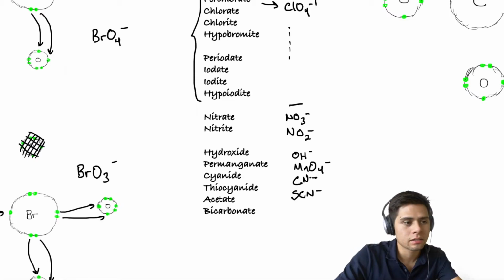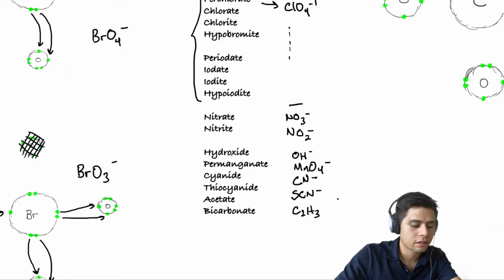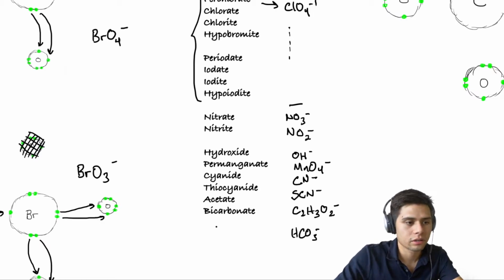Mn is manganese, C is carbon, N is nitrogen, S is sulfur. All these, you'll eventually memorize throughout your chemistry class. And then we have acetate, which is C2H3O2 with a minus charge on it. And then we have bicarbonate, which is HCO3 minus. Bicarbonate is very important in blood physiology, and we'll get to that later too.